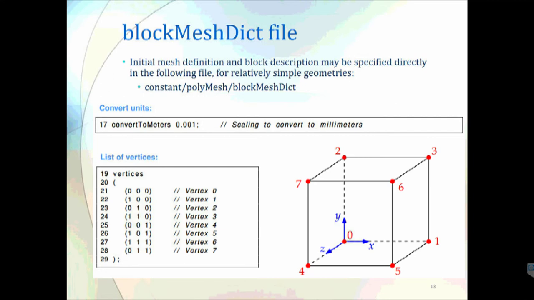Okay, so this is an actual screenshot from OpenFOAM. This is how you define the list of vertices, and this is a different block. So you can see how this block has been translated into this list of vertices. When you are solving your homework, you can check.